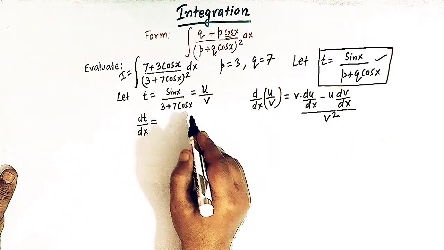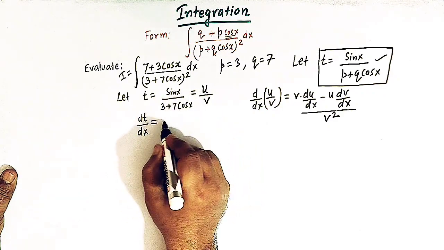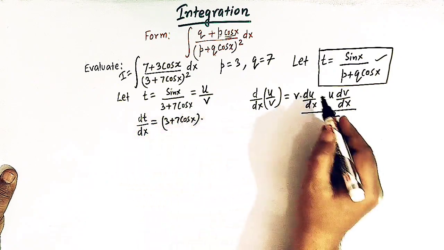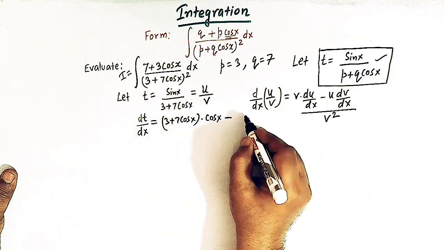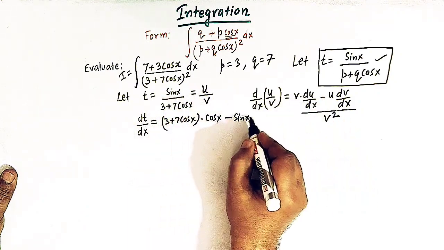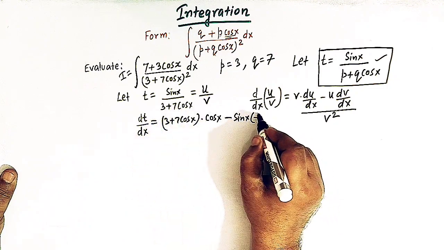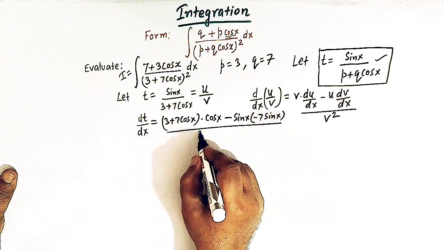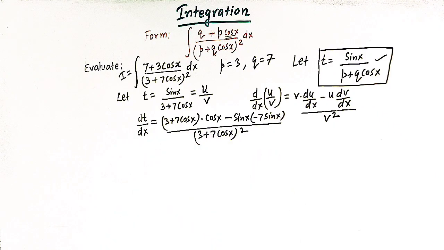So now we have u is equal to sine x, v is equal to 3 plus 7 cos x. So now we have 3 plus 7 cos x, and the derivative of u, that is sine x, is cosine x. Then we have here u, so u is sine x, and the derivative of 3 plus 7 cos x is minus 7 sine x, right? And in the denominator we have 3 plus 7 cos x whole square.